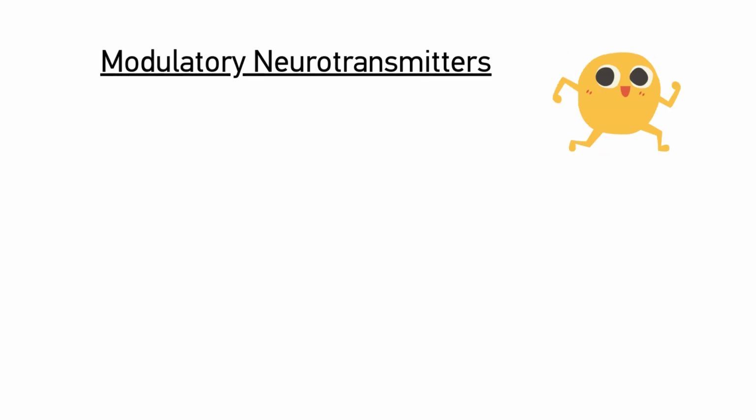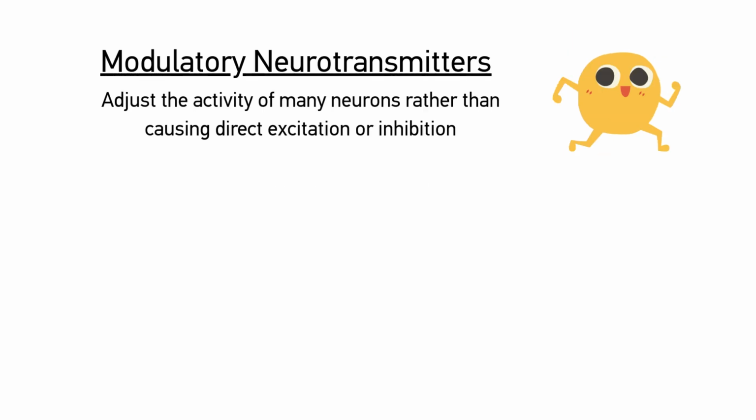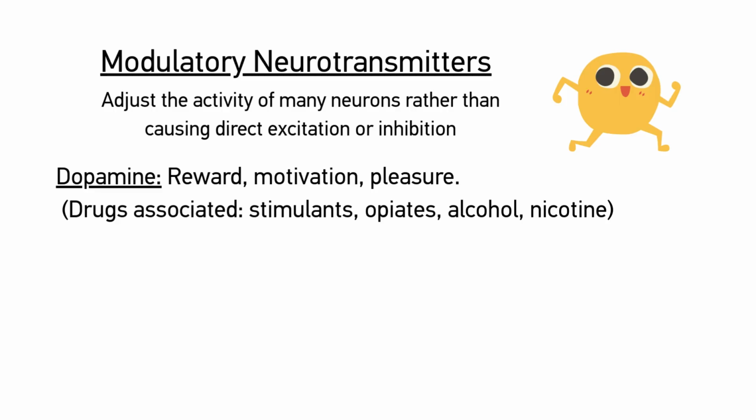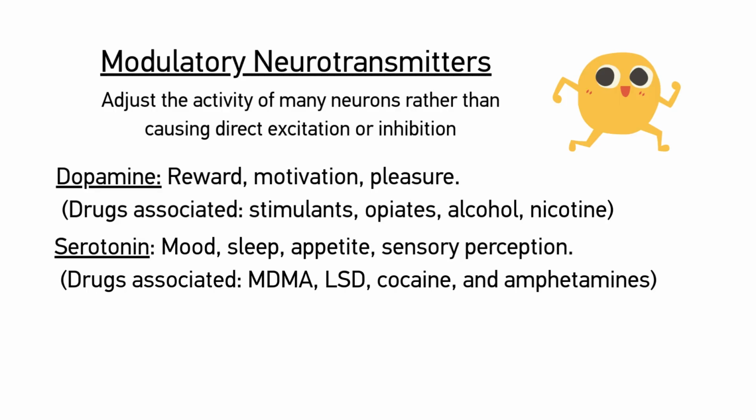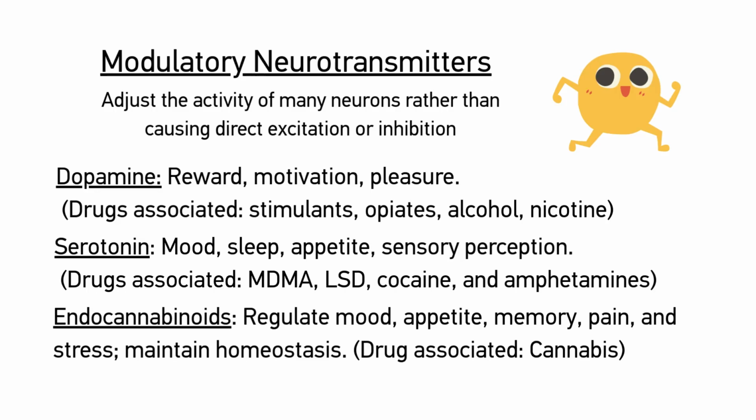Finally, we have the modulatory neurotransmitters. These adjust or tune the activity of many neurons rather than causing direct excitation or inhibition. You have dopamine, serotonin, and endocannabinoids. Please pause this video so you can read more about those details.